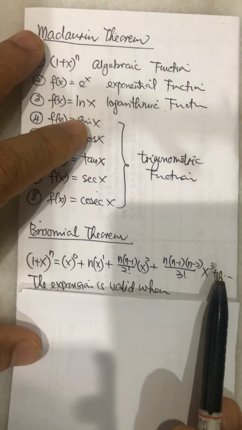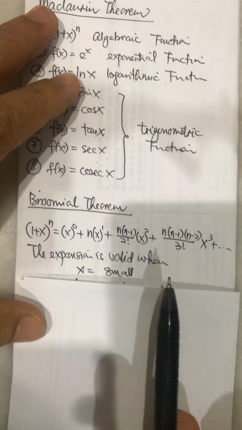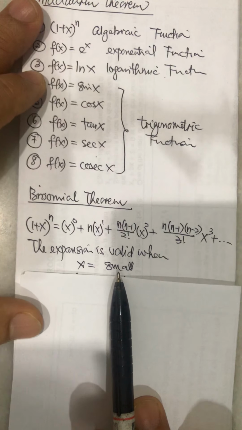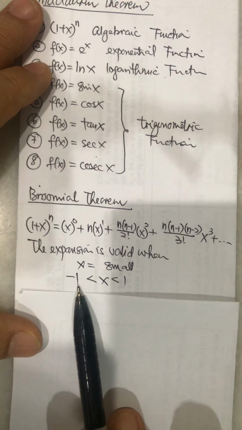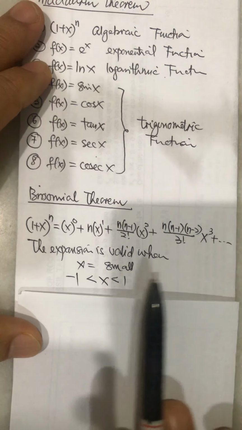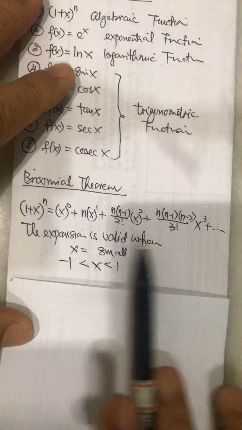Okay, and this expansion is only valid when x is small. What is meant by small? x must be smaller than 1 and greater than -1. This is lower 6, so we just go through it very briefly.